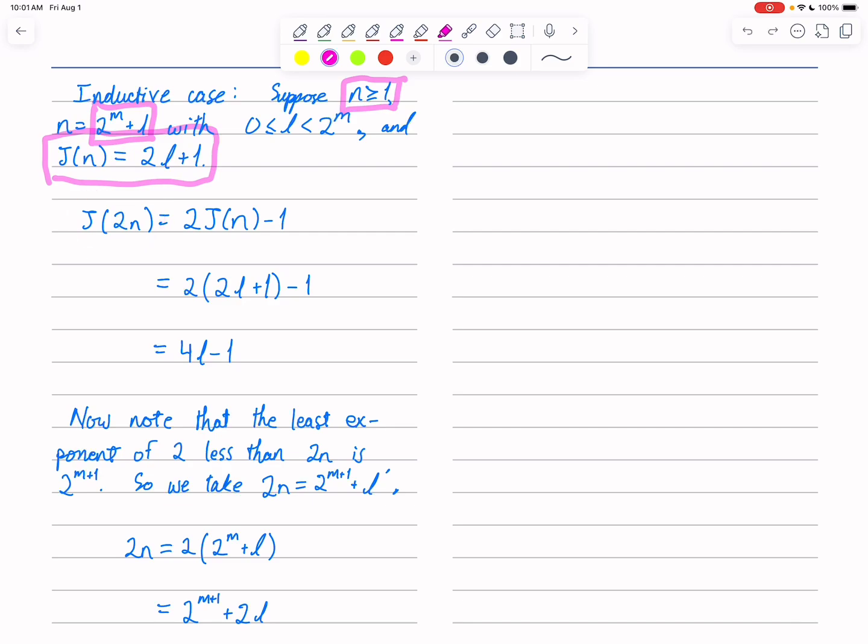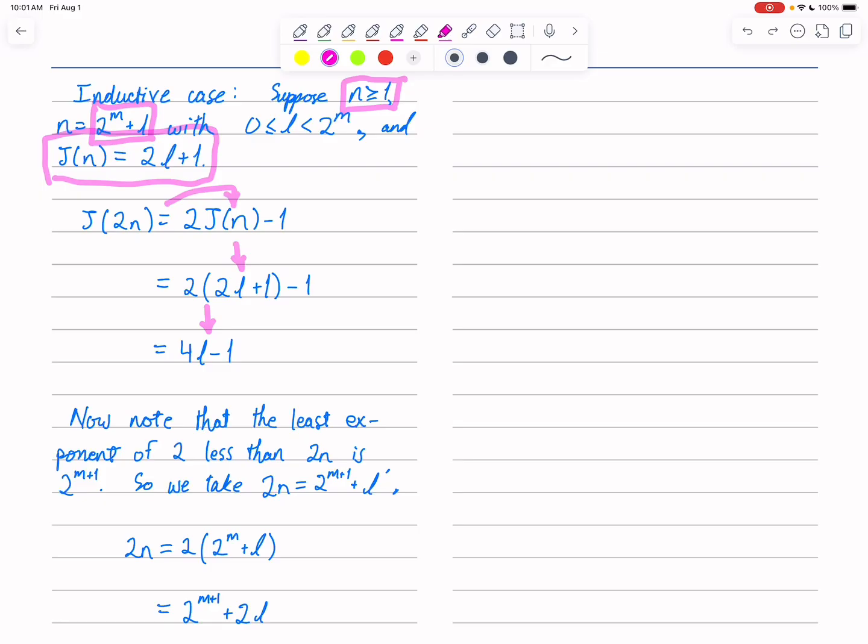Now, part of this is rather straightforward. We're going to simply expand the formula and then use what we know from the inductive hypothesis about j of n, simplify things so that it becomes 4L minus 1. Okay, but we have to maybe be a little extra careful when we look at the other side of this, because when we're talking about 2n, the value of L is not the same, right?